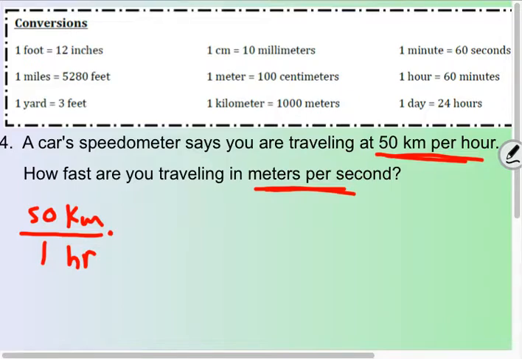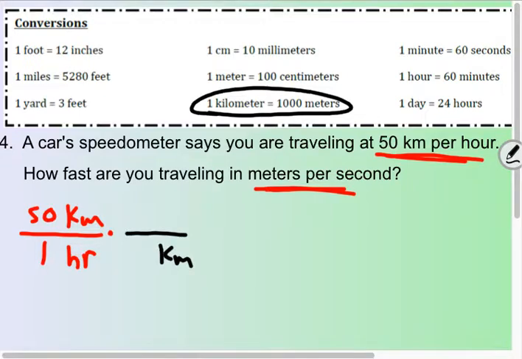So I always do the top one first, kilometers, whatever. And it looks like there's 1,000 meters in 1 kilometer. So to convert that to meters, I'm going to put kilometers on the bottom so I can cross-cancel them. Meters on top. There's 1,000 meters in 1 kilometer. It's right there. I'm working with meters now. The key is to get hours to seconds. So we'll do that in green here.